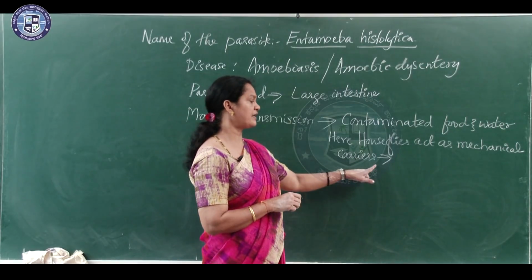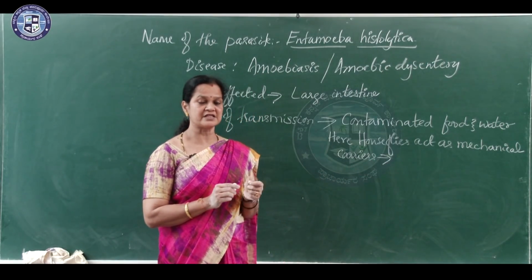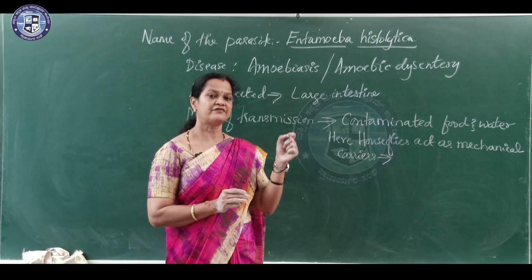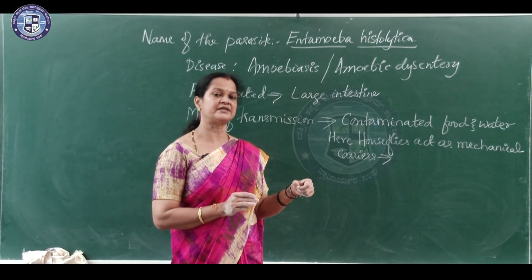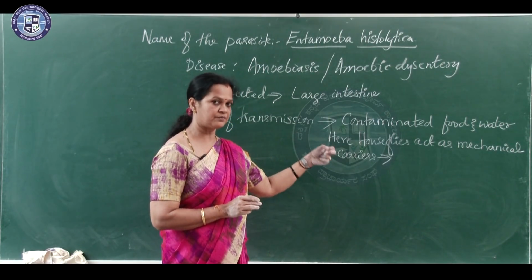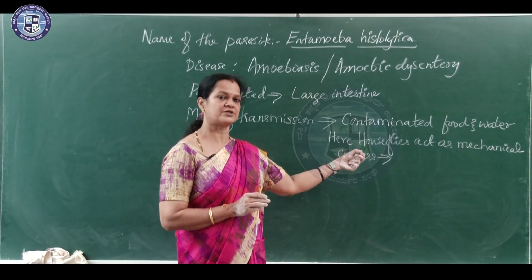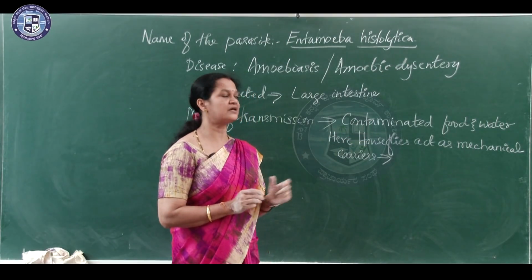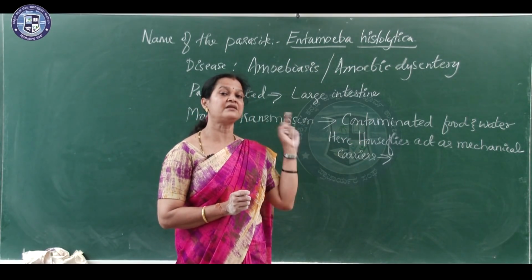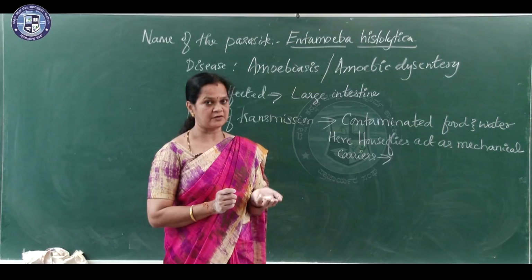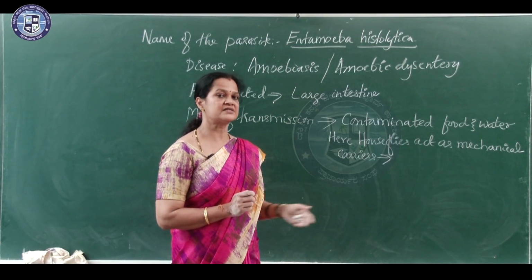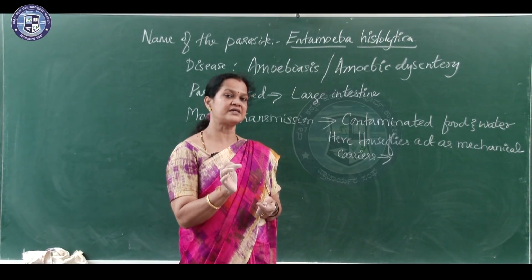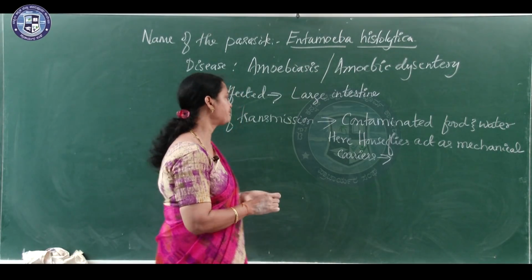And mechanical carriers, especially these flies, when they sit on the feces, the pathogen is carried on them, not inside the body exactly, it is physical transmission. So, it is taken by the housefly and it contaminates wherever it goes and sits, the open food items or water. So, it will put the cyst. So, the food and water get contaminated because of that.